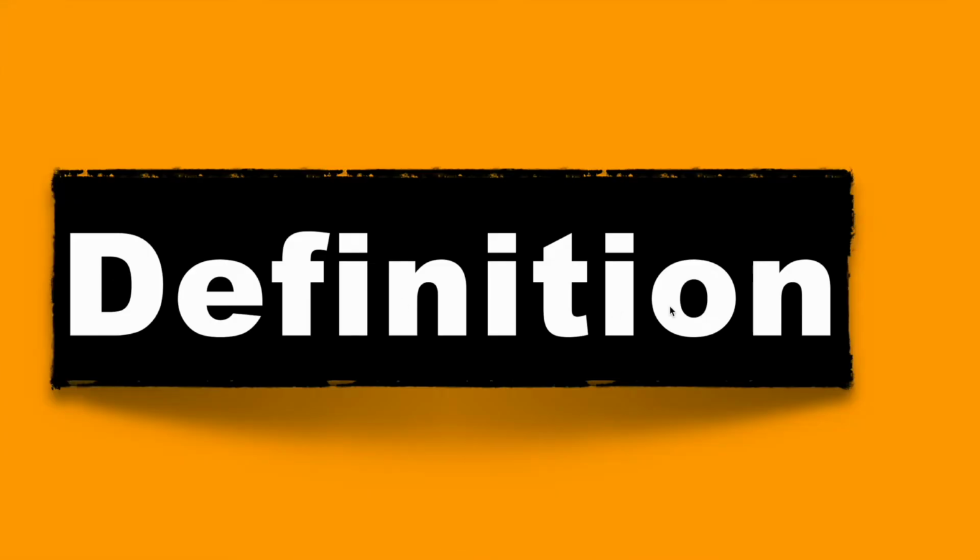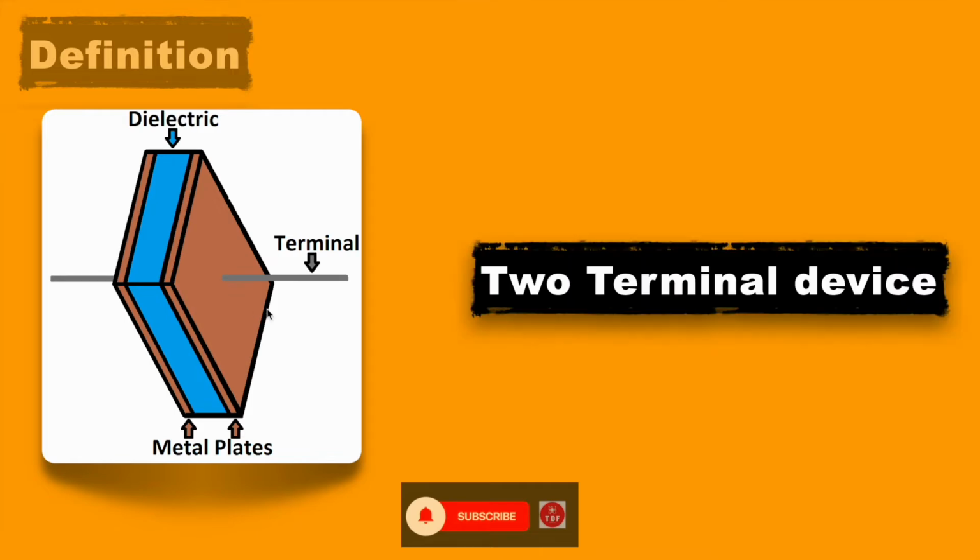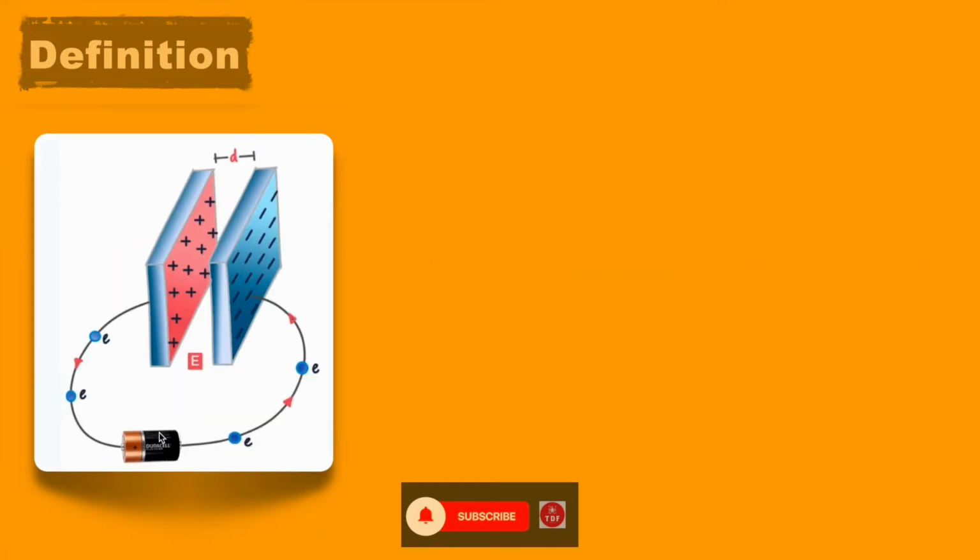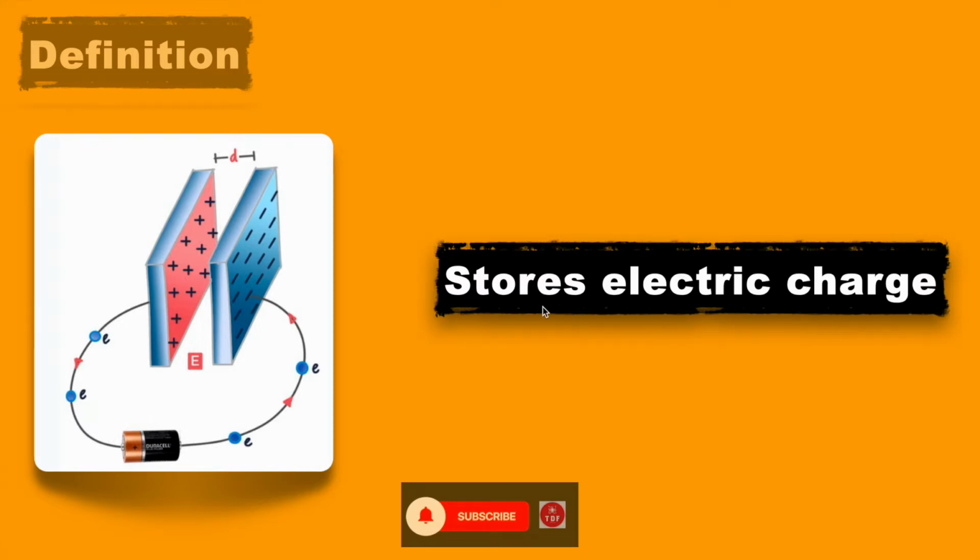Let's see its definition now. It is a two-terminal passive device made of two electrodes. In this case, they are metal plates kept at some distance, filled with either vacuum or some dielectric. When it is connected to a voltage source, the plate connected to the positive terminal of the battery accumulates positive charge, and the other plate, connected to the negative terminal, accumulates negative charge. In this way, the capacitor stores electric charge on its plates and produces an electric field inside it.